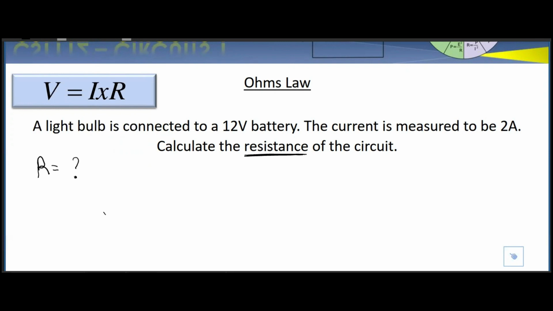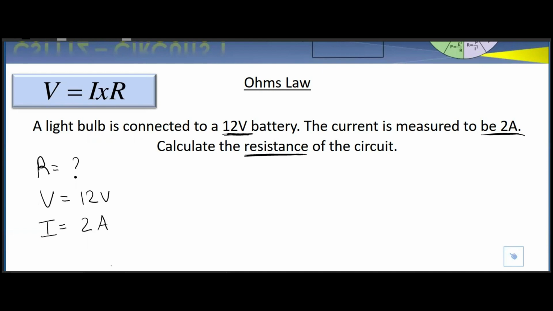All right. And the next thing you want to do, you want to write down the values that you do have. So what we have here is the voltage. So we can say V equals 12 volts. And also we know the current. So we'll say I equals 2 amps. Now I'm gonna be honest, this one right here should be pretty straightforward once you do it a couple times, because this one is just your classic Ohm's law formula.